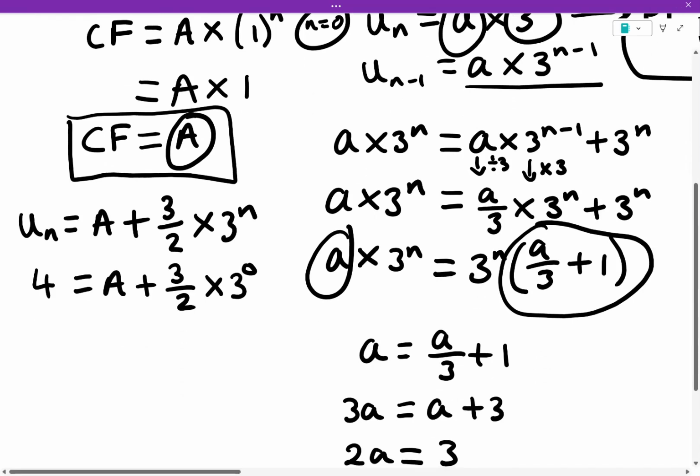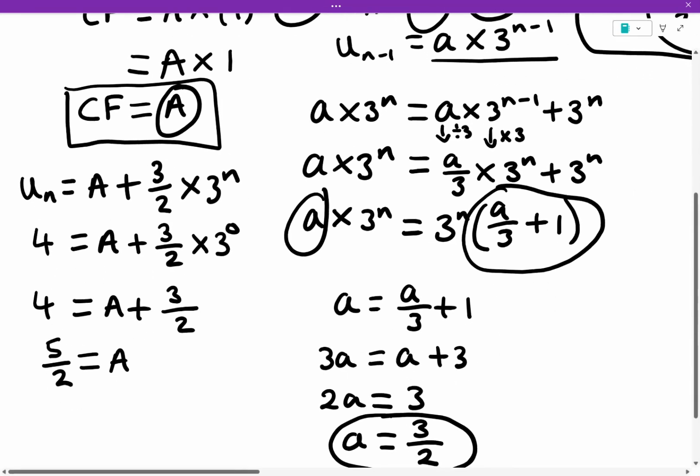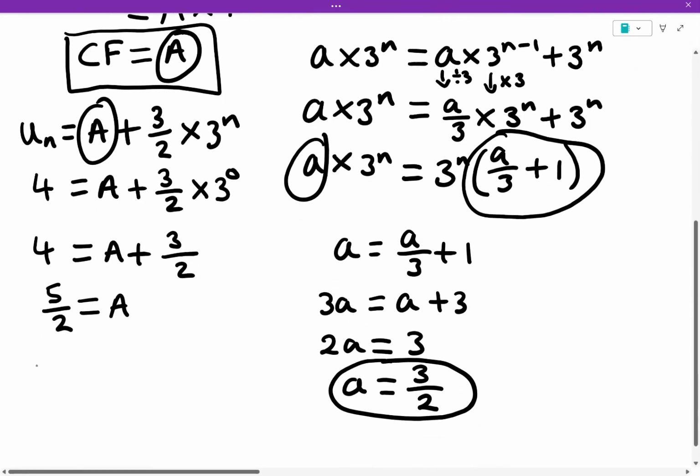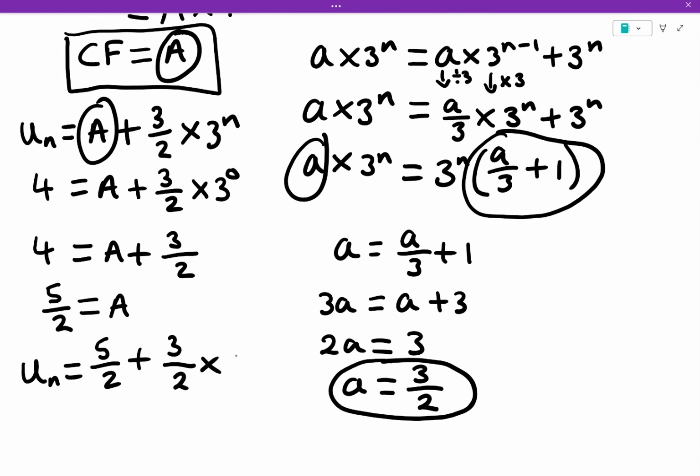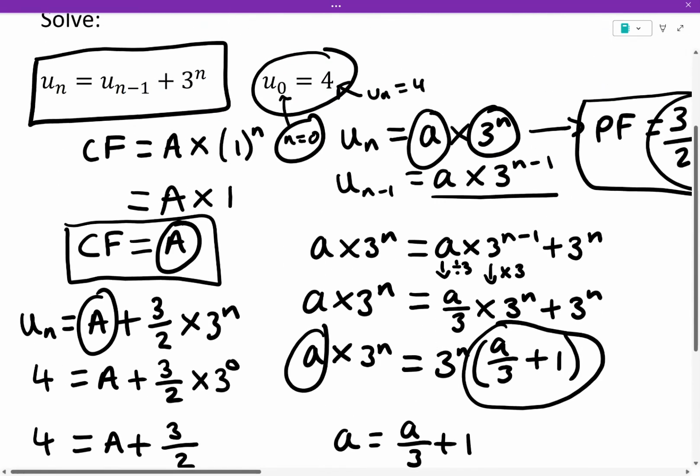And then we can simplify what we've got there. 4 is equal to A plus 3 over 2 times 1, because 3 to the power of 0 is 1. So that's going to be 3 over 2. And then if we subtract 3 over 2, we get A is equal to 5 over 2. Then I've got my value for A, which I can now put in up here to get my particular solution. So it's going to be u n is equal to our value for A, 5 over 2, plus 3 over 2 multiplied by 3 to the power of n. And that would be my particular solution for the whole recurrence relation at the top, including the initial term I'm given.